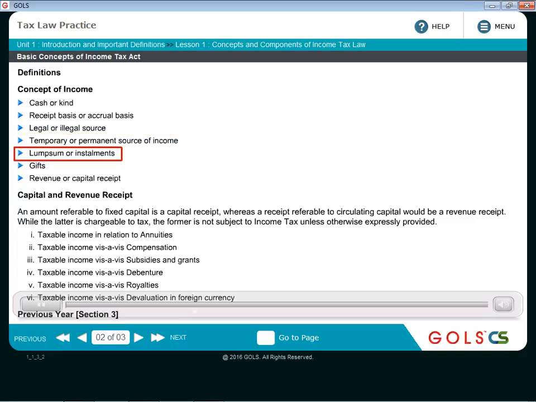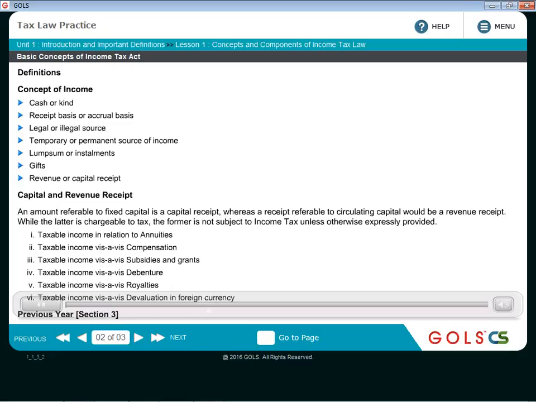Next is whether the lump sum amount received should be taxable or the amount received in installments should be taxable. Here the income tax says whenever you generate income, it should be taxable. Whether you receive the amount immediately or in installments, it does not make any difference. It should be considered as income.